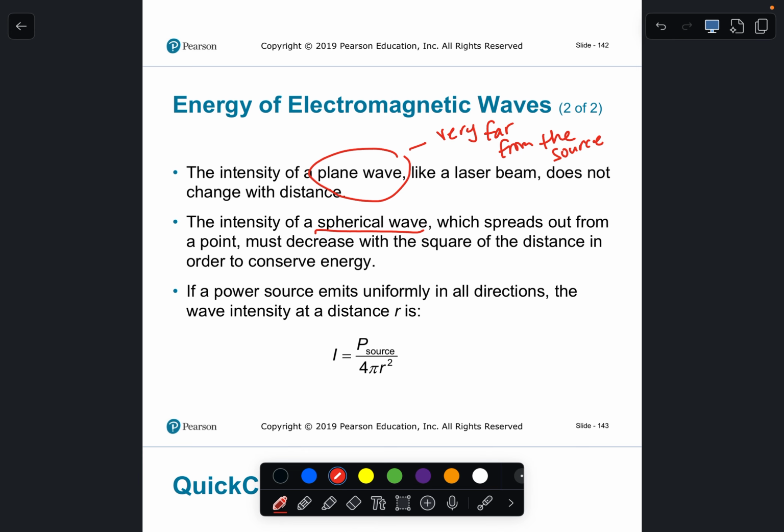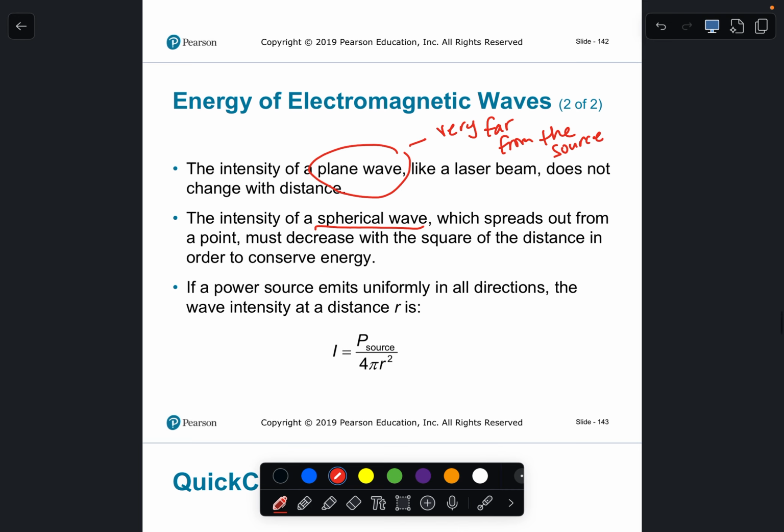And when we do that, we can write the intensity as the power of the source, something like a 50-watt light bulb, something in watts, right? The unit of power is a watt, divided by the area of what? The surface area of a sphere, because we're treating it as a spherical wave. So this is the surface area of a sphere, 4 pi r squared.